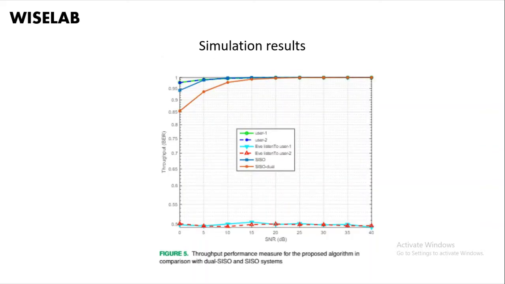We now also look at the throughput for user 1 and user 2 in comparison with the single input single output system and a conventional single input single output system utilizing dual transmission. We can observe that at lower SNRs, we have a better throughput for this particular proposed system.